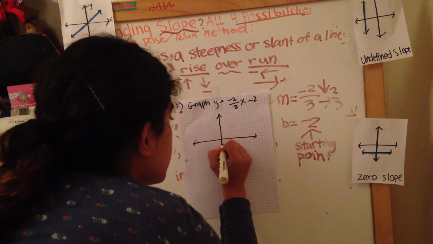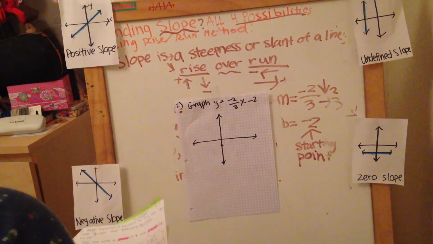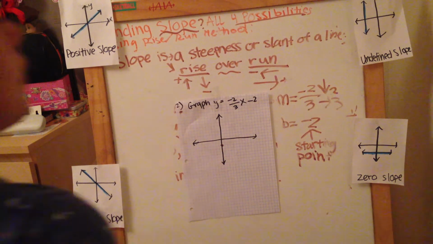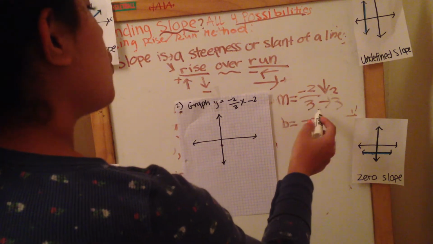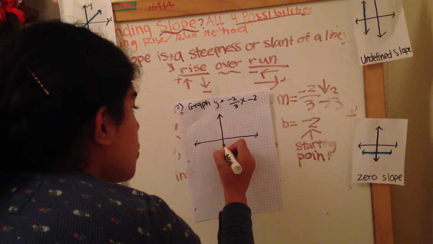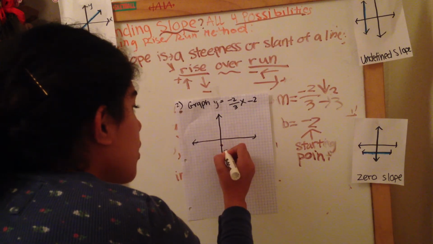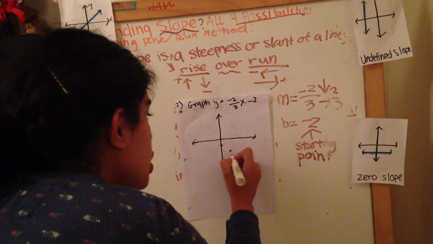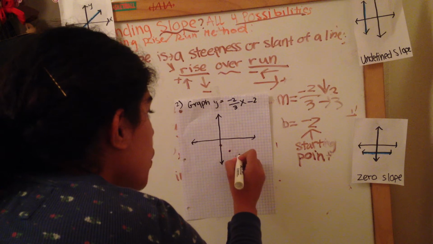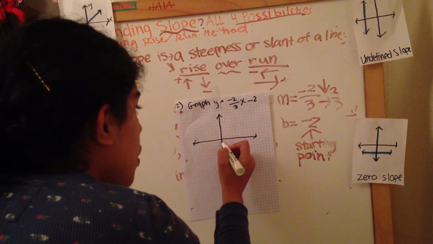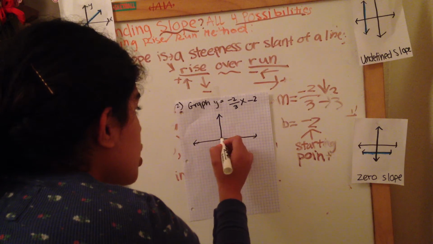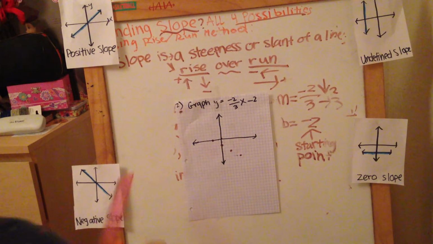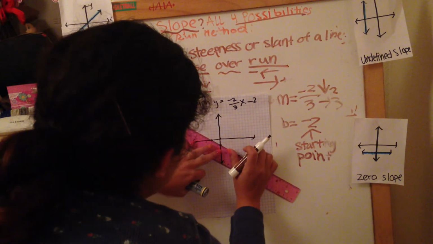Slope, negative 2 over 3. You go down 2, right 3. Down 2, run 3. And so forth. Up 2, left 3. If you keep doing that, you will have a line.